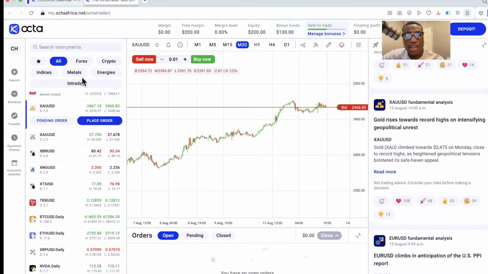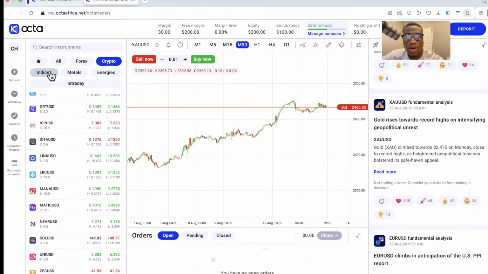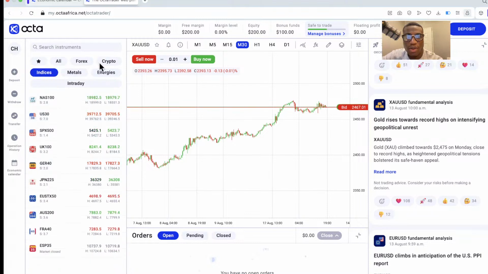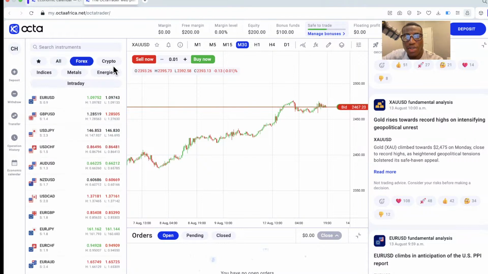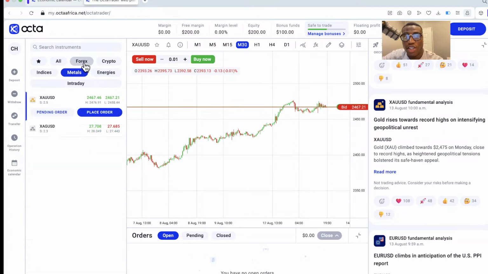Now, if you want to place a trade with Octa, let me just give you guys a quick example, right? It has been divided into different sections where you can choose from if you trade digital currencies, indices, which is the Nasdaq, the US 30, SPX 500, metals like gold, silver, energies like oil, all that. You can always use this tool to streamline your search.